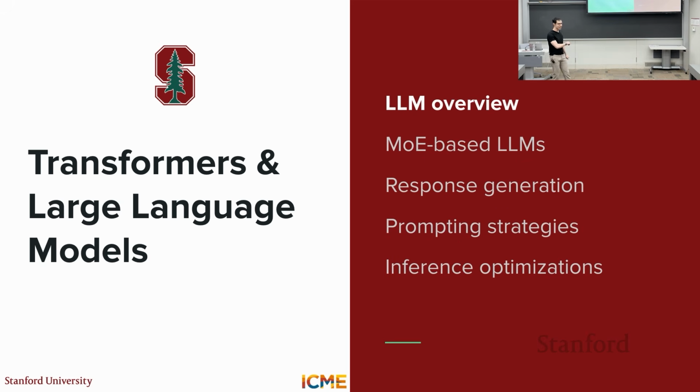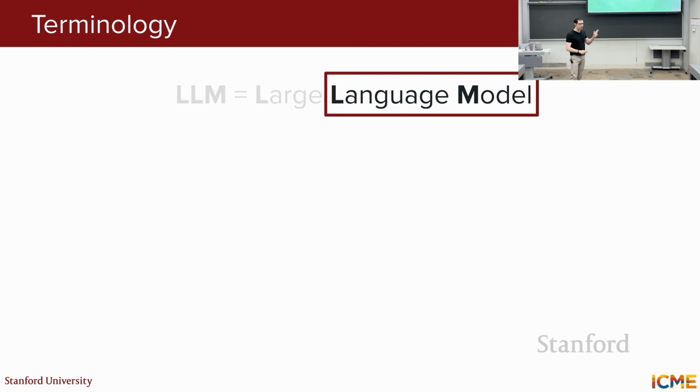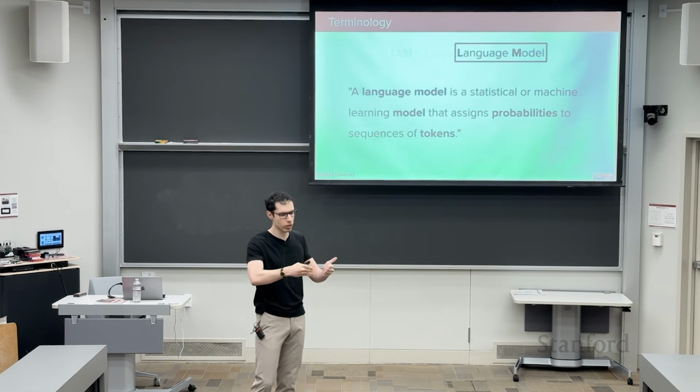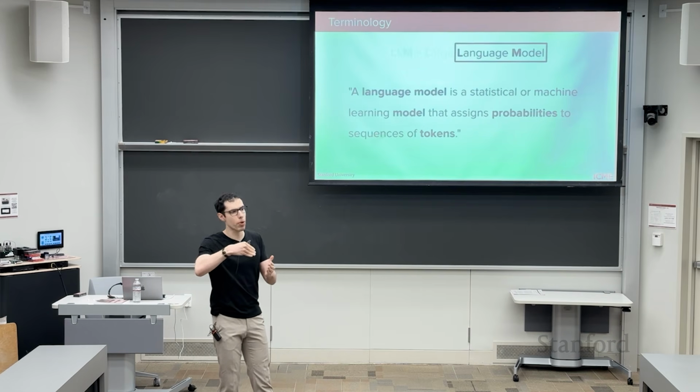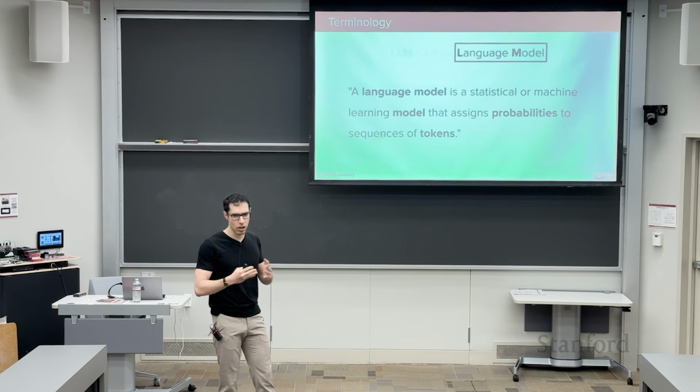Cool. So with that, I'm going to introduce the term LLM. LLM stands for Large Language Model. So what is a large language model? First of all, a large language model is a language model. A language model is a model that assigns probability to sequences of tokens. In this case, our model always predicts the probability of the next token. So it's in that sense a language model.